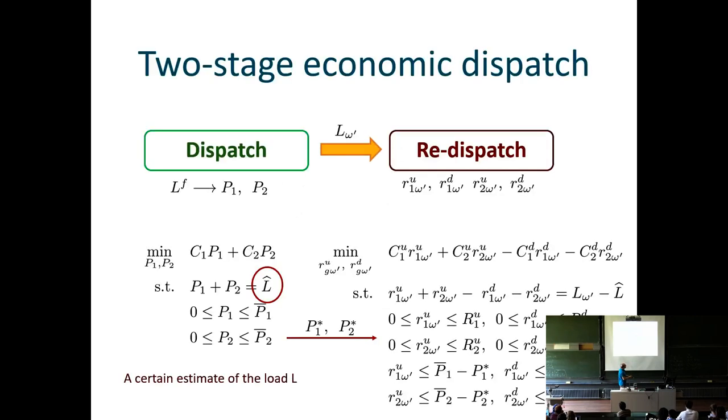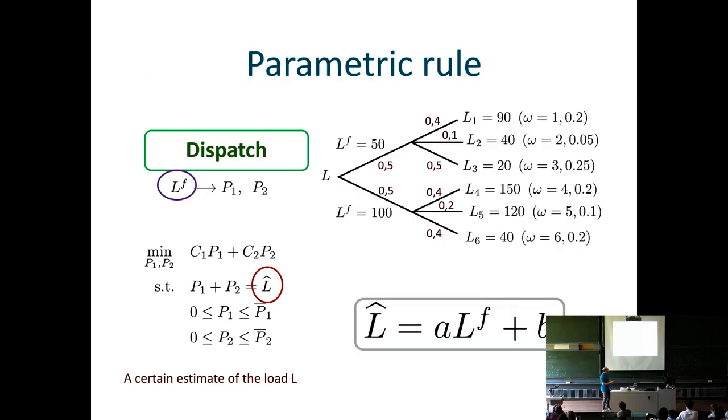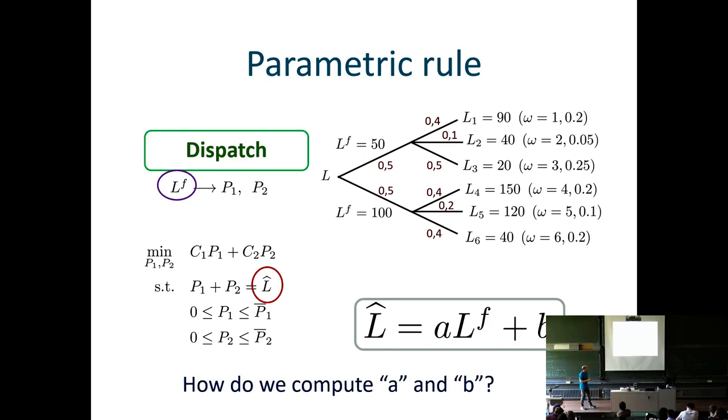One possible solution that has been proposed in the literature is to say, let's modify the forecast. But then the question that pops up is, how do we compute the rule? This is what we call a parametric rule. A parametric rule of the context. The context is the forecast, the information that we have about it. How do we compute A and B? Any possible idea?